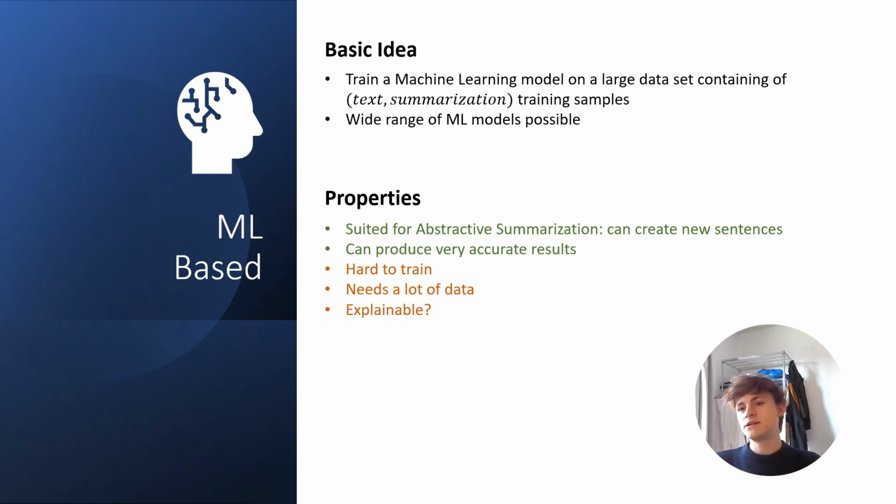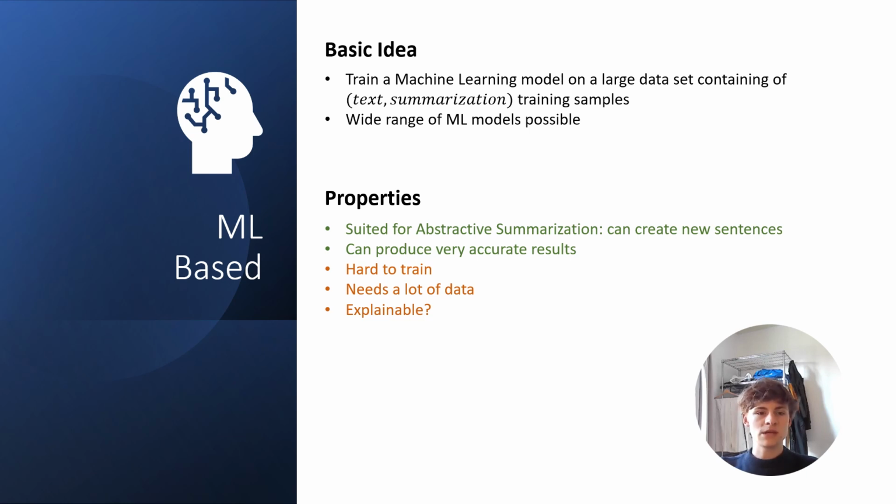Then we have machine learning-based methods, which are currently the newest and most accurate methods for text summarization. The idea is just like any other machine learning approach, that a model is trained on a large set of training samples, and then the model itself can be selected out of a wide variety of structures.